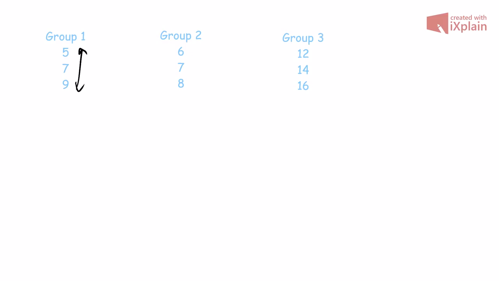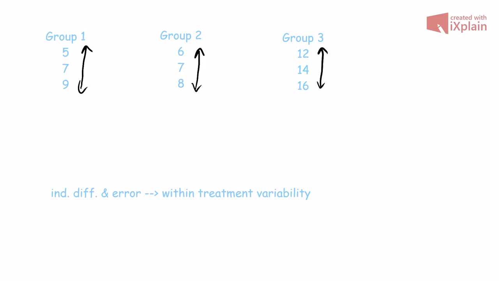Well, the reason those scores are different is because of individual differences and error. Individual differences and measurement error are the two things that contribute to within treatment variability. Again, within group 1, not everybody has the same score. The only thing that could be making them have different scores is measurement error and the fact that people started off not exactly the same because of individual differences. Well, that's exactly true in group 2 as well, right? And that's exactly true in group 3 as well. Variability within those conditions is due to individual differences and error.